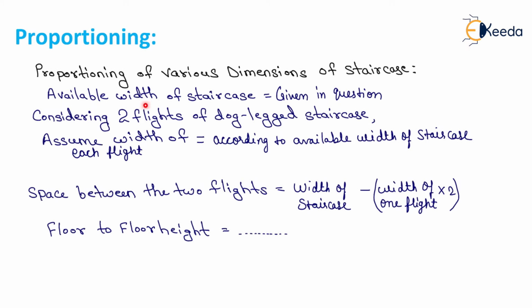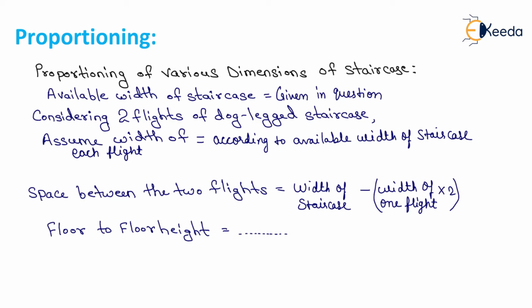Available width of staircase equals given in question. Considering two flights of dog-legged staircase, assume width of each flight according to available width of staircase. Space between the two flights equals width of staircase minus width of one flight into 2. So we will get space between the two flights.